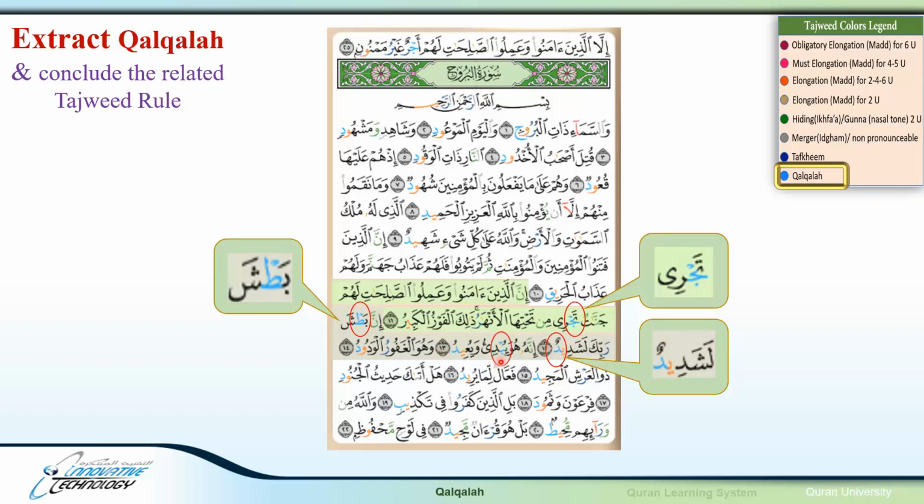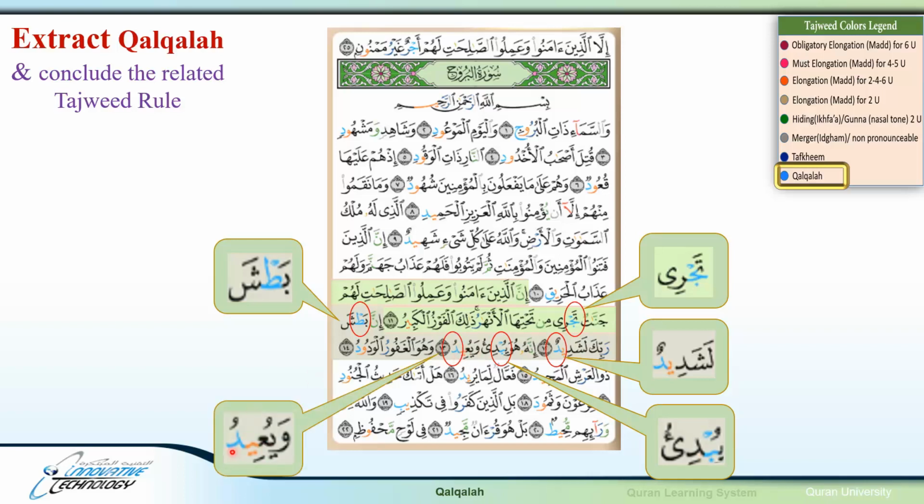Next is يبدئ. Yubdi'u is in the middle of the word. The ba is one of the Qutb Jad letters. The ba with sukun in the middle of a word, in the middle of a verse. So the hukum is little qalqalah, يبدئ. Next is يعيد. The dal here is at the end of a word, at the end of a verse, but it doesn't have a shadda, so it is intermediate qalqalah. ويعيد.